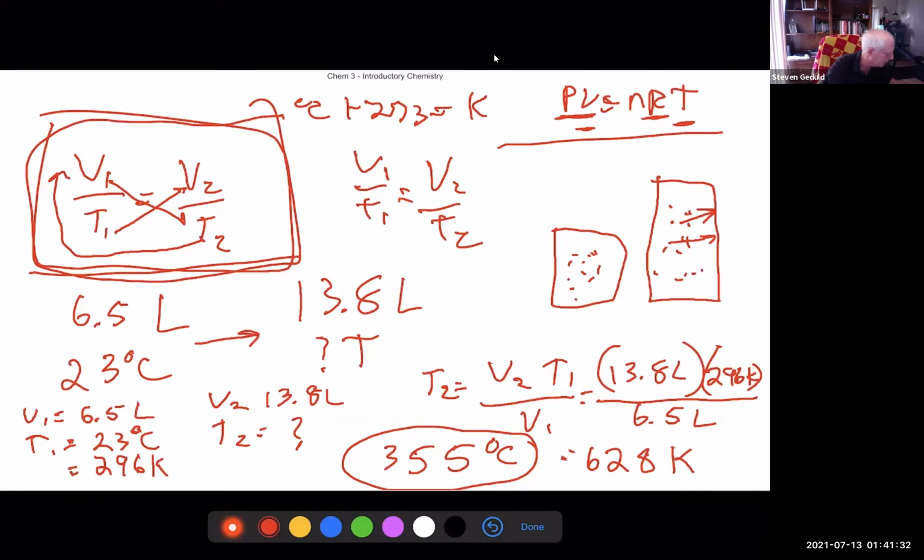All right, let's do one from your book here. It says the gas occupies a volume of 15.2 liters. So this is your gas. Gas occupies a volume of 15.2 liters at 25 degrees centigrade. All right, that's what you're given. At what temperature will this gas expand to a volume of 30.4 liters?